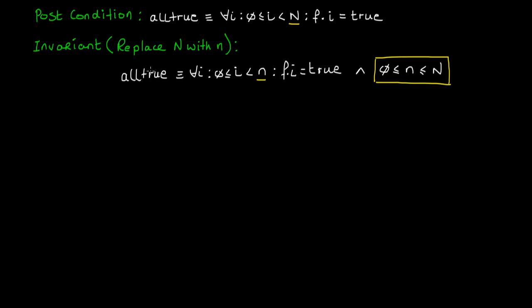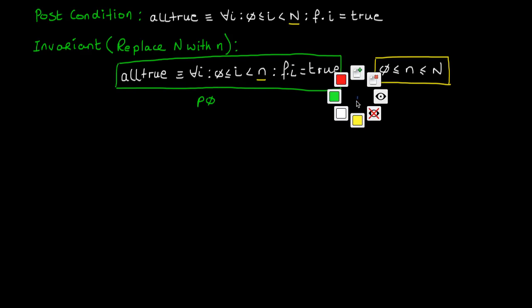So we end up with two parts really to our invariant. And usually we call these two parts P0 and P1. And it's with this invariant now that we can go and derive a solution to our problem.